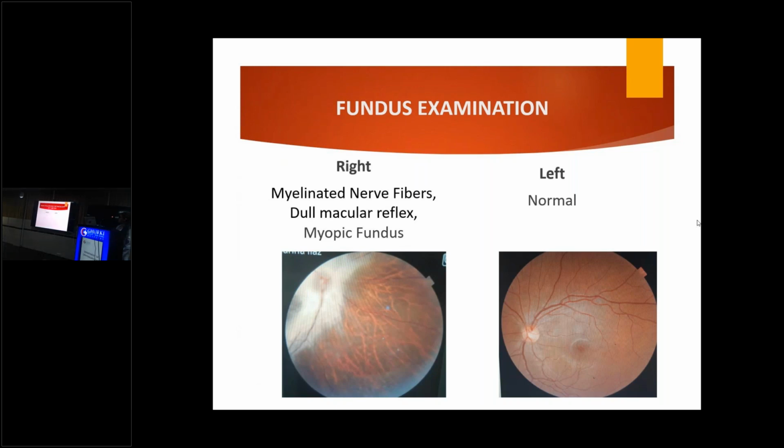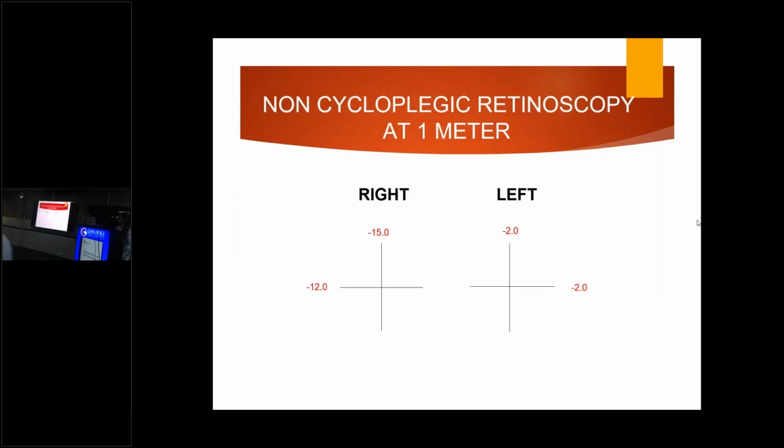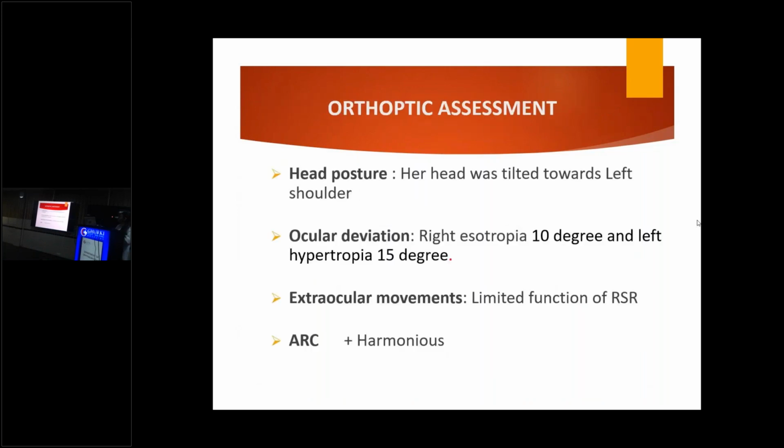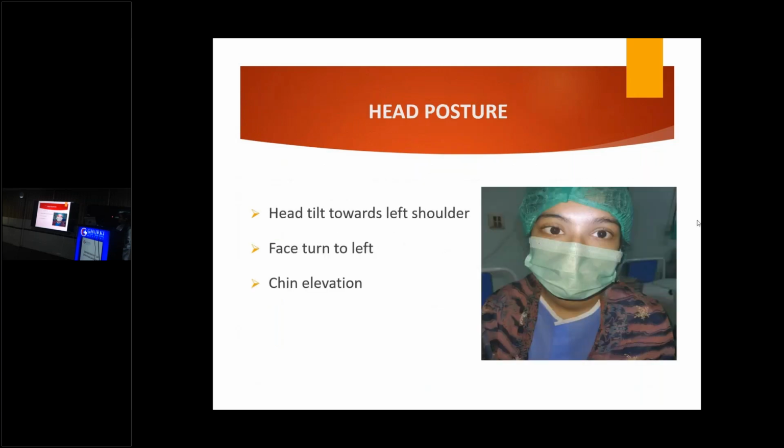These are the retinal crosses of non-cycloplegic retinoscopy that was done at 1 meter. On the right, we can see that the patient was a high myope. Coming to the orthoptic assessment of the patient, her head was tilted towards the left shoulder, with an ocular deviation of 10 degrees esotropia in the right eye and left hypertropia of 15 degrees. The extraocular movements showed limited function of the right superior rectus, and anomalous retinal correspondence was harmonious.